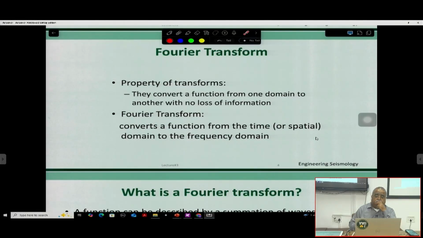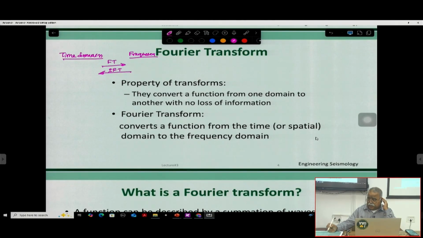So there are two domains. One is the time domain, and the other is the frequency domain, and we have to transfer between these two domains, right? The time domain is basically the recorded data, and we have to convert it into the frequency domain. Then we call it a Fourier transform, and from the frequency domain to the time domain, we call it an inverse Fourier transform, right?